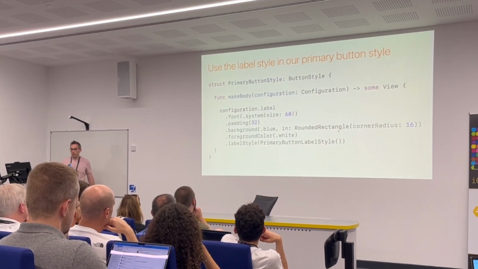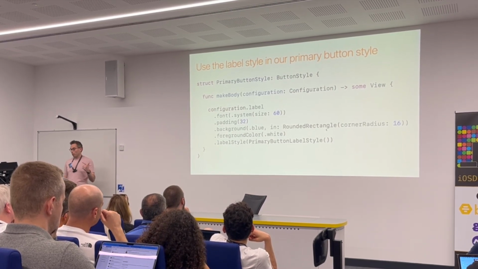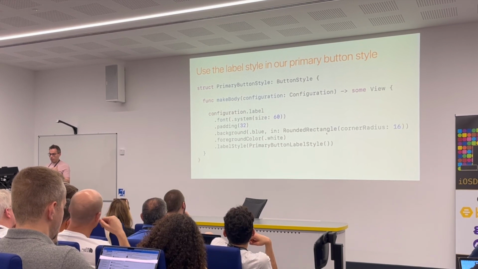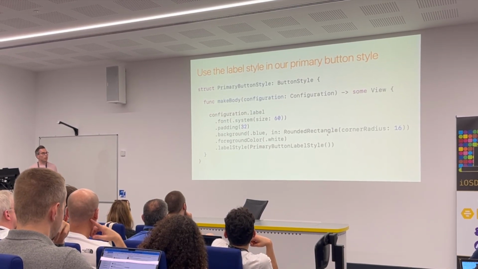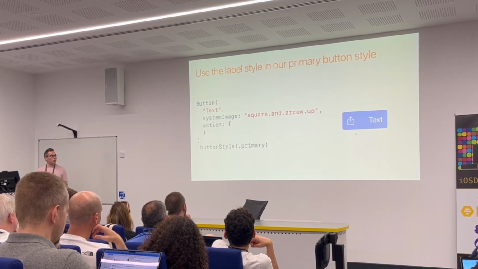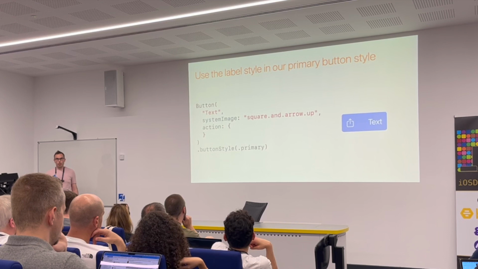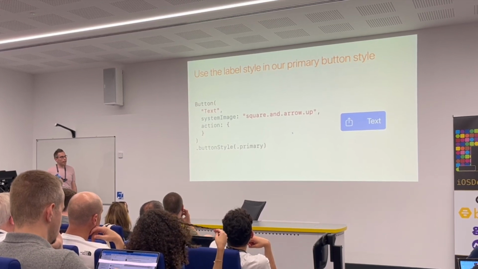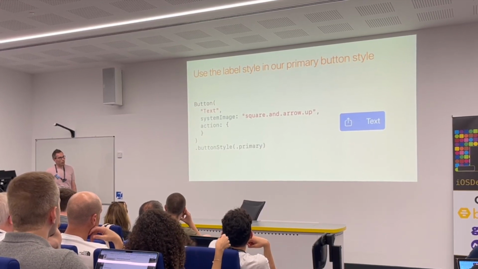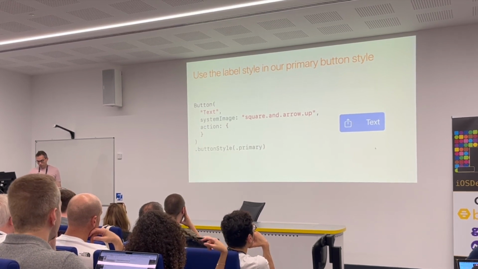The really cool thing is that in our primary button style that we wrote, we can use that label style so that any label that appears in a button is styled with the primary button label style, which means that we can do this with a normal button using our original primary button style, and we get it stylized correctly with the space between the icon and the text, even if we think it's stupid.